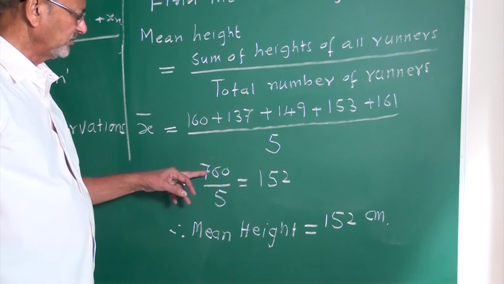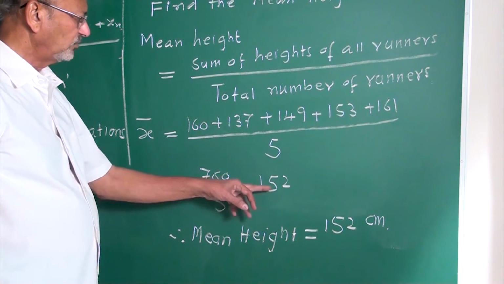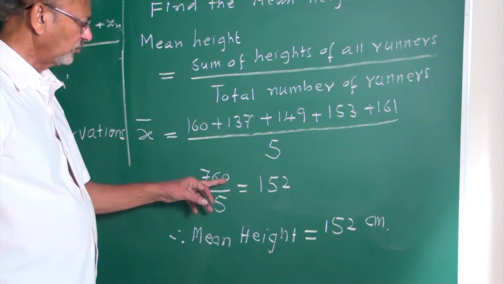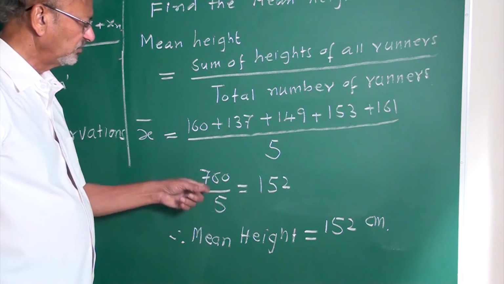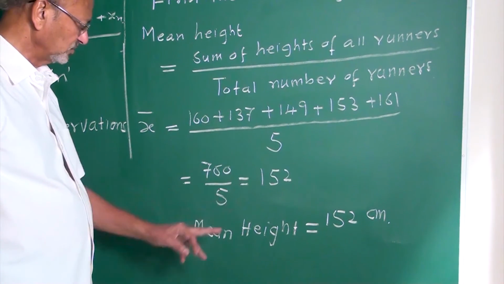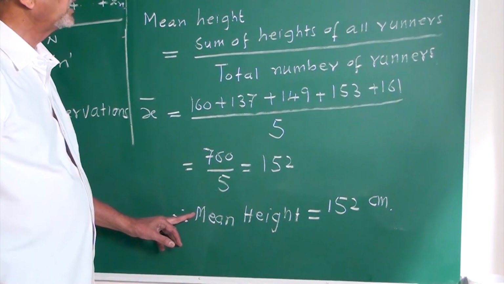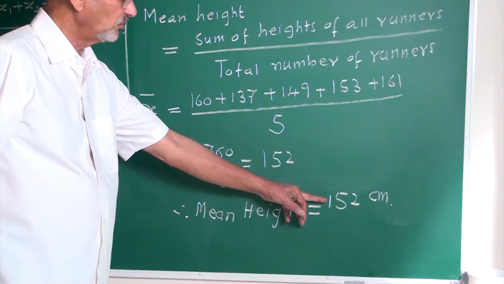Cancellation 1, 5 remains 26. 5 into 5 is 25. 1 remains 10. 5 into 2 is 10. If you simplify this, it is 152. Therefore, the mean height of the runners is what?